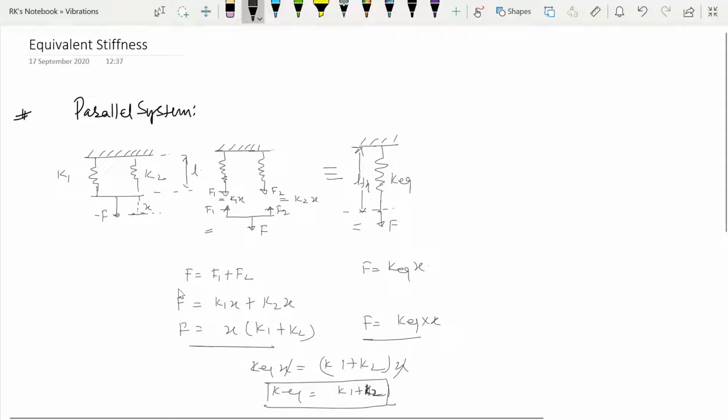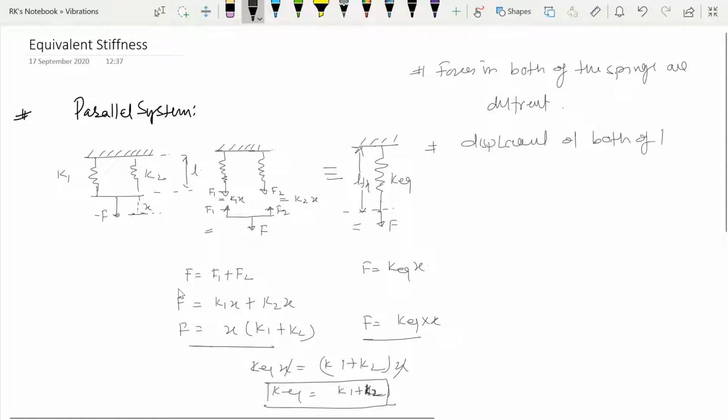And if we observe, the forces in both of the springs are different. And second thing, we can observe that the displacement of both of the springs is the same.